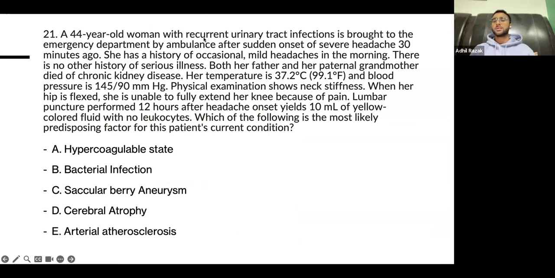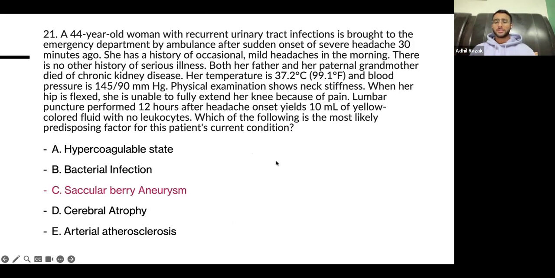The question again. We have a 44-year-old man with recurrent UTIs, brought to the ER by ambulance for sudden onset severe headache 30 minutes ago. History of occasional mild headaches in the morning, but no other history of serious illness. Her father and her paternal grandmother died of chronic kidney disease. No fever, but the BP is high. Physical examination shows neck stiffness. When her hip is flexed, she is unable to fully extend her knee because of the pain. Lumbar puncture performed 12 hours after the headache shows 10 ml of yellow-colored fluid with no leukocytes. Which of the following is the most predisposing factor for this patient's condition?